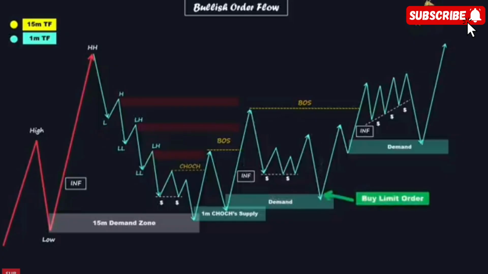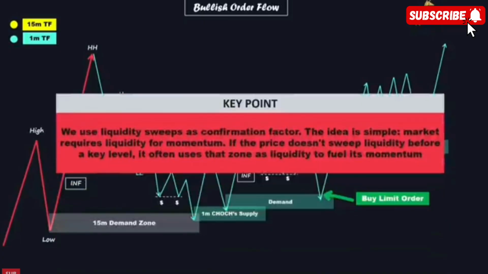This is because we have a very strong confirmation factor if the price sweeps the liquidity zones that form above the demand zone before tapping into it. Recognizing a liquidity sweep pattern before the price reaches our point of interest is crucial. This pattern confirms the strength of our supply or demand area. We use liquidity sweeps as a confirmation factor. The idea is simple. Market requires liquidity for momentum. If the price doesn't sweep liquidity before a key level, it often uses that zone as liquidity to fuel its momentum.